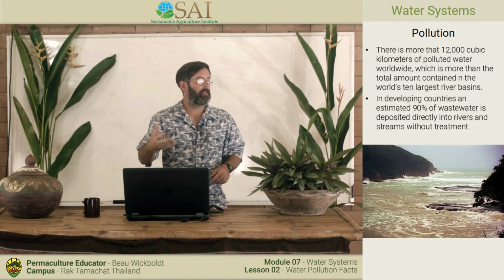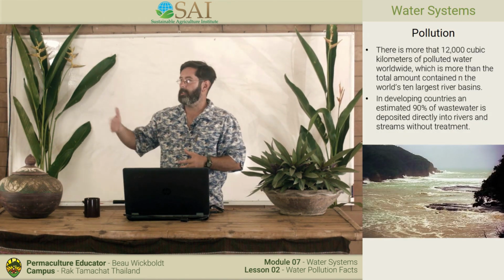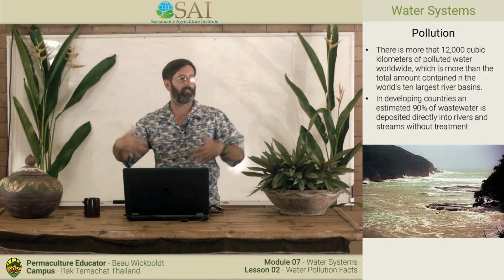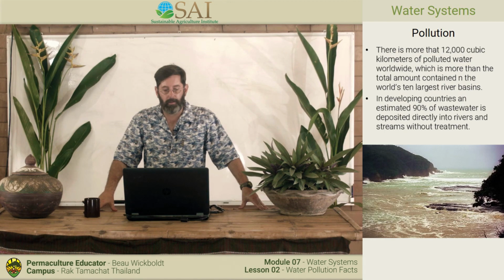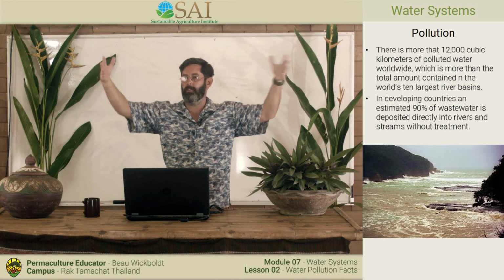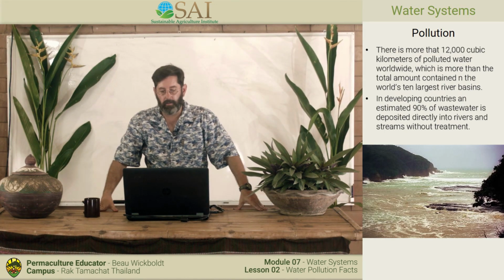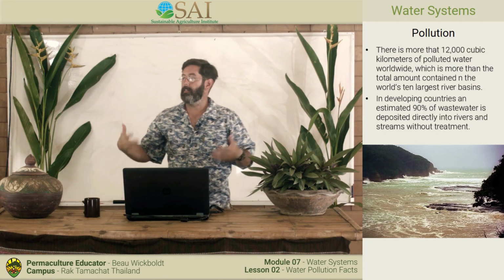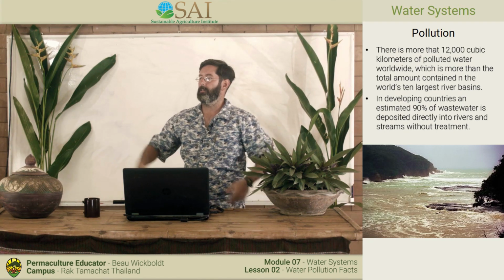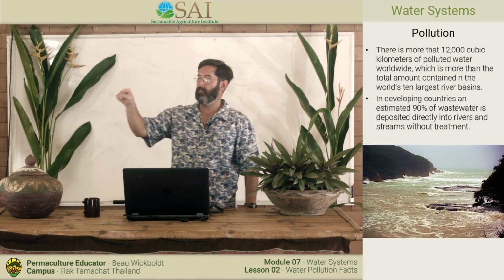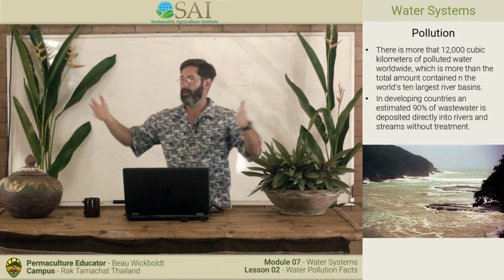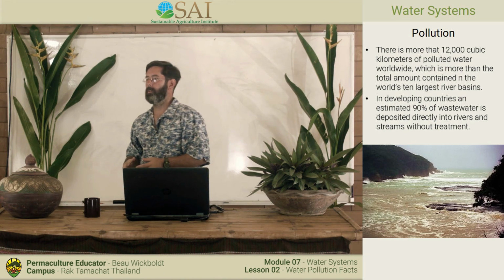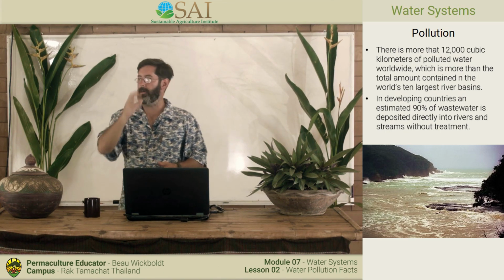So that leads to the concept of looking at pollution in water, where people are putting things into our water. There's more than 12,000 cubic kilometers of water worldwide that's been polluted, or what we consider polluted. So of the 0.0025% that we have access to, we've polluted this 12,000 cubic kilometers of fresh water, so it no longer can be consumed by humans.